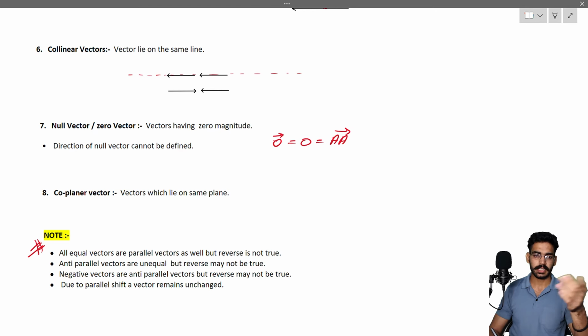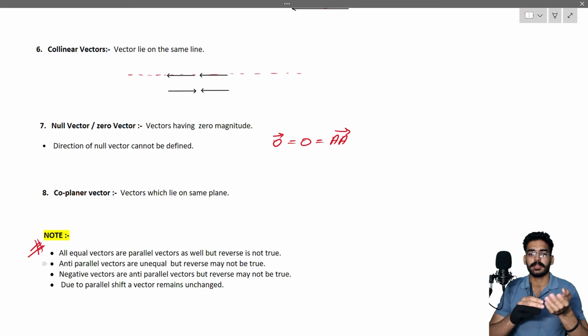Okay, so that time it is not equal vectors, right? Anti-parallel vectors are unequal vectors, but reverse may not be true. So what we are saying is anti-parallel vectors are unequal. Unequal property means other than equal, all are unequal, right? But anti-parallel vectors are unequal, but reverse may not be true. This is also okay. Negative vectors are anti-parallel vectors, but reverse may not be true. This is also okay. Due to parallel shift, a vector remains unchanged.